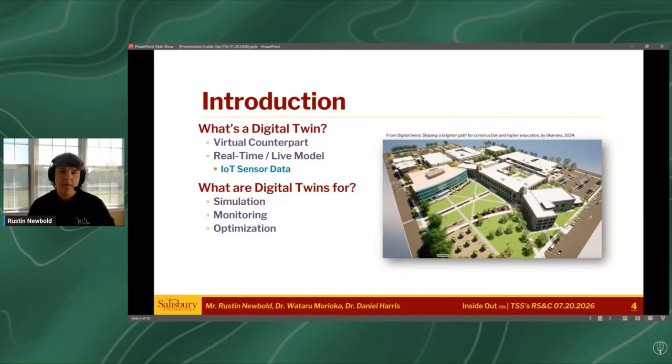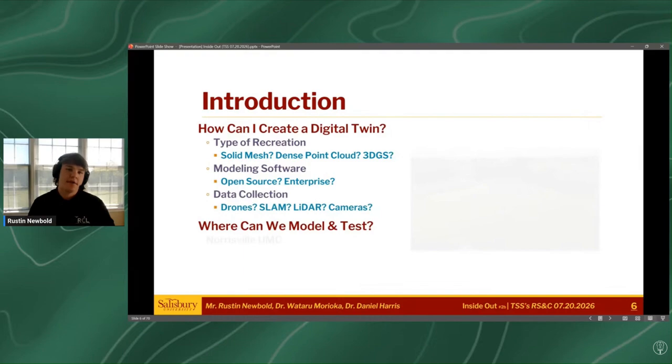Typically, these include real-time IoT, Internet of Things sensor data, but for our sake, I'm just going to be simply focusing on the modeling aspect. Digital twins are commonly used for simulation, monitoring, and optimization purposes. Whether you work in admissions at a university and you're trying to sell the campus to a student by providing a virtual model, or maybe you're a professional surveyor who wants a highly accurate model of a building inside and out. And so that raises a question. How can I go about creating these digital twins?